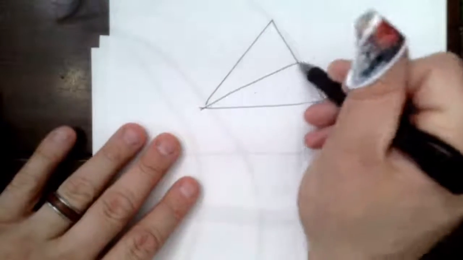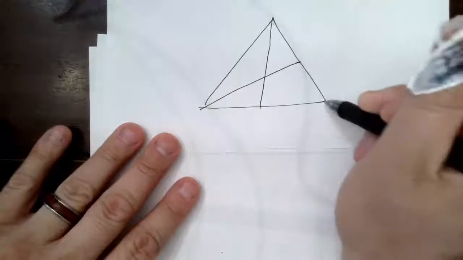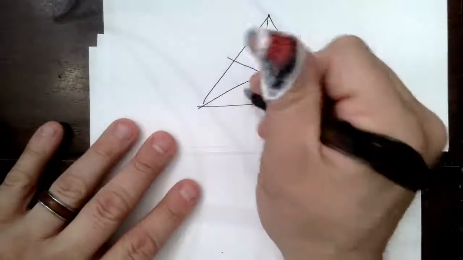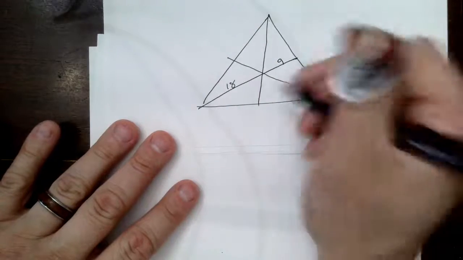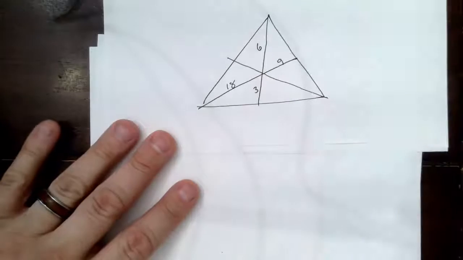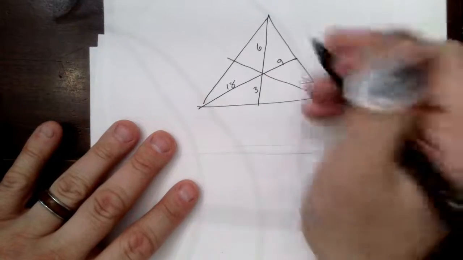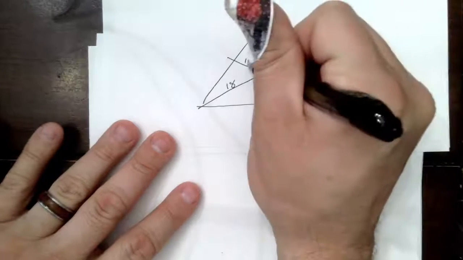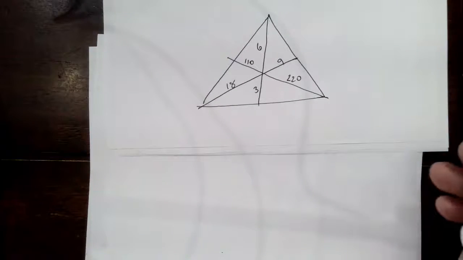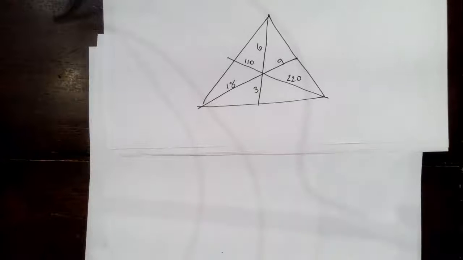So if I draw my own triangle here, and I draw one of these like this, and we'll just say it looks like that. If this was 18, that would be 9. If this is 3, that would be 6. If this is 220, this would be 110. Okay? So that's centroid.